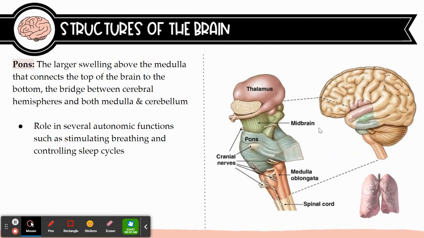Next is our pons. So that thing that looks blue right above the medulla, that is where our pons is. It kind of swells out real big. What it does is it helps with other autonomic functions such as breathing and sleep cycles.